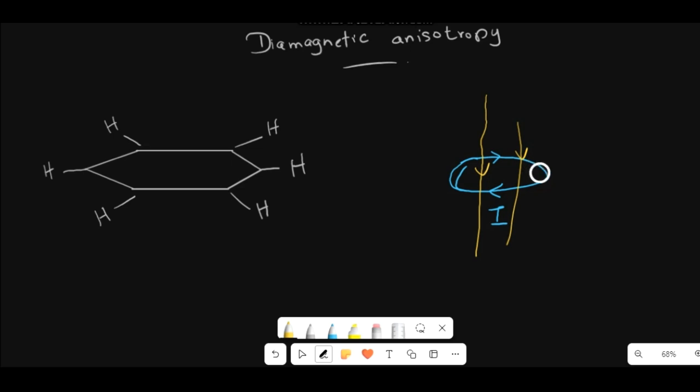But when it comes to these corners, right? These corners, the magnetic field will be bent like this. Okay, this happens.